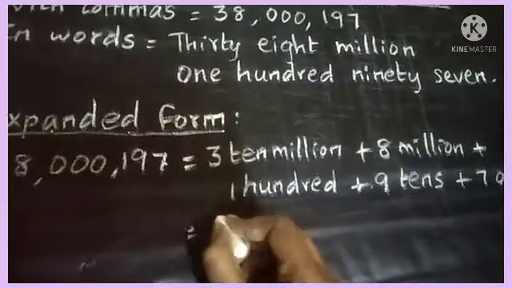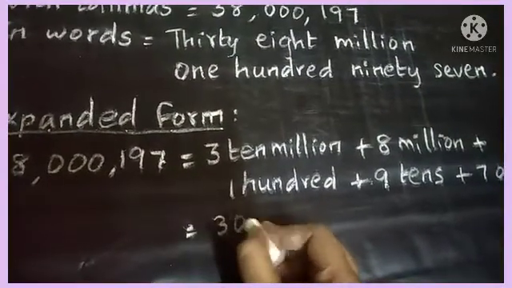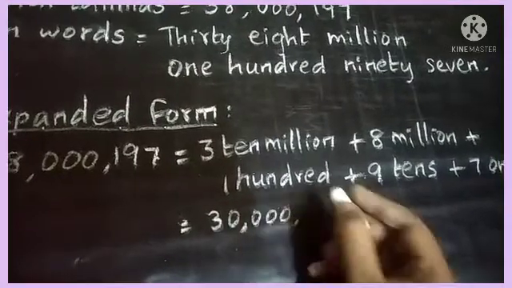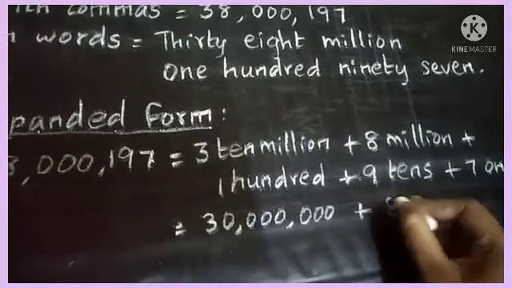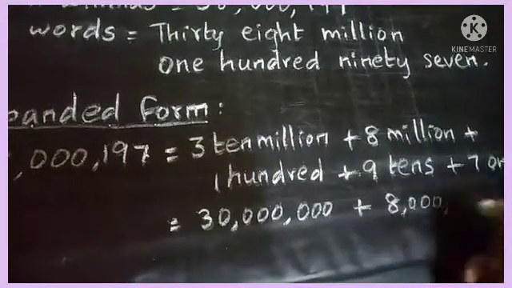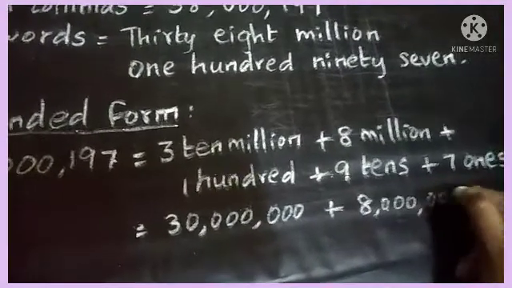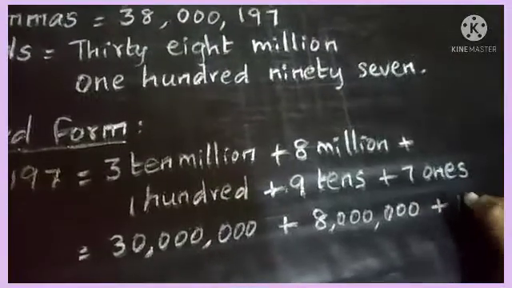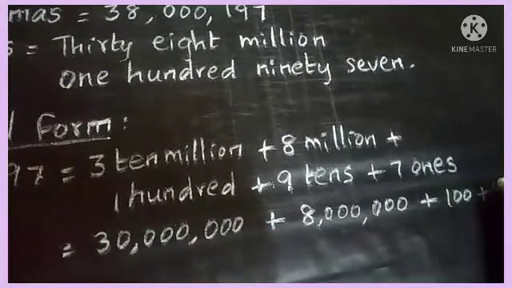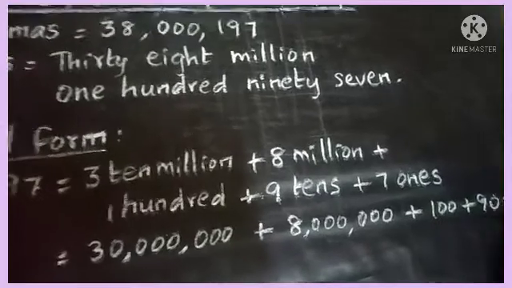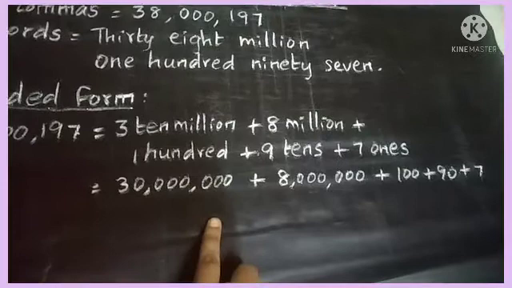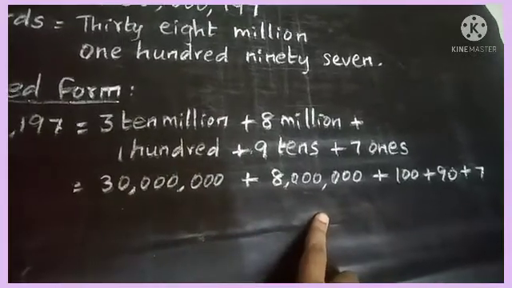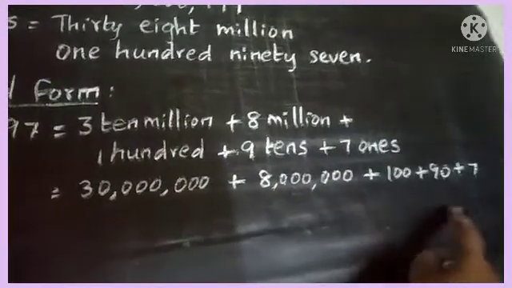which equals 30 million. Write 3 followed by 7 zeros plus 8 million. Write 8 followed by 6 zeros plus 100 plus 90 plus 7. Now we get the expanded form is equal to 30 million plus 8 million plus 100 plus 90 plus 7.